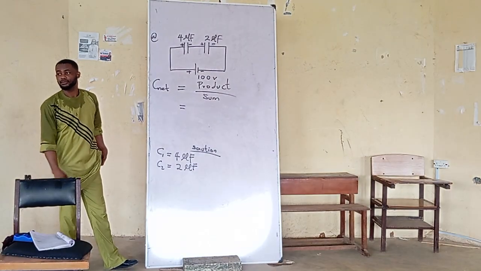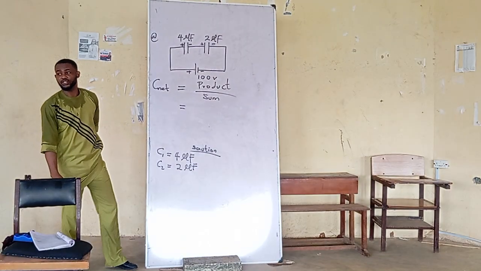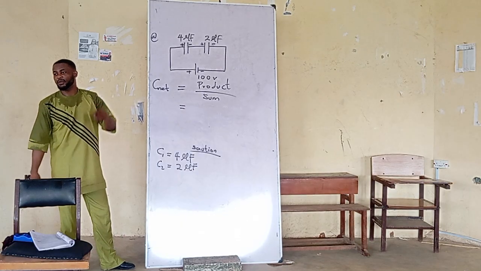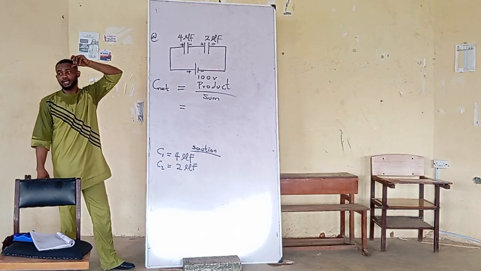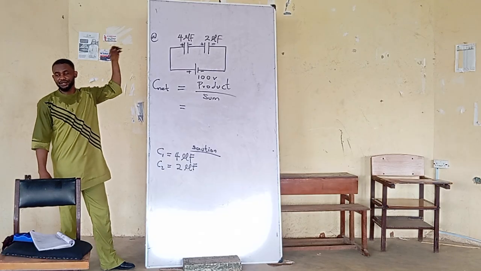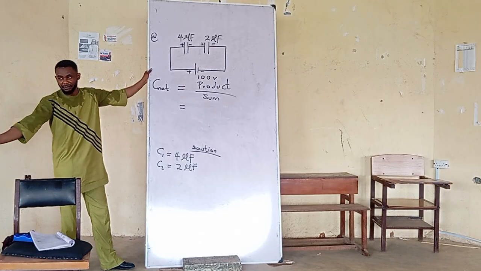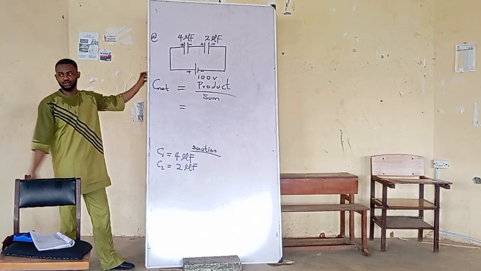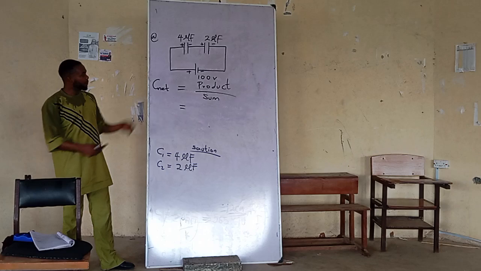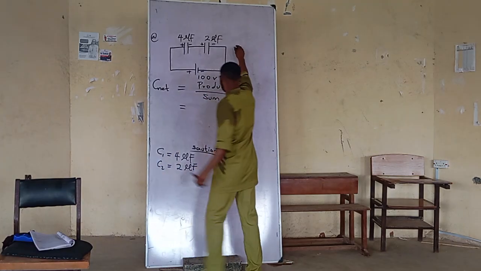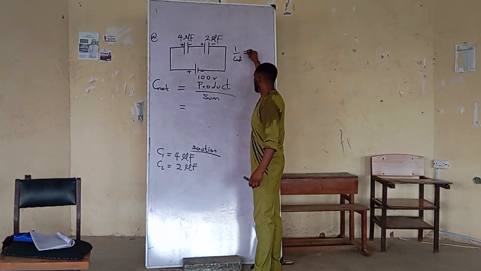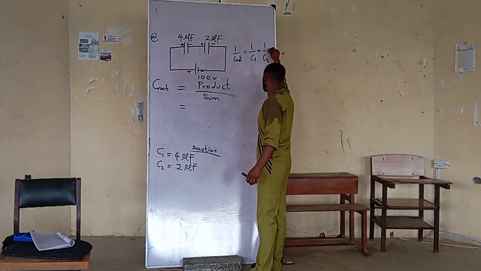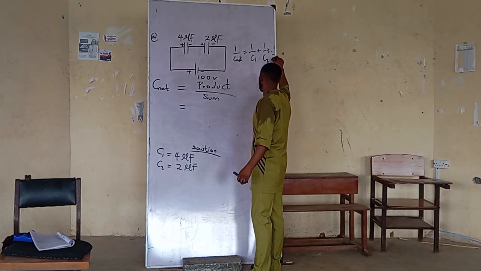What if it was more than 2? If it's more than 2, you will go through 2 before you get to 3. When you go through 2, if there's another one remaining, you can use the same setup to join the third one after you've gone through 2. So you remember that initially I gave you something like this: 1 over C net equals 1 over C1 plus 1 over C2 plus dot dot dot plus 1 over Cn.